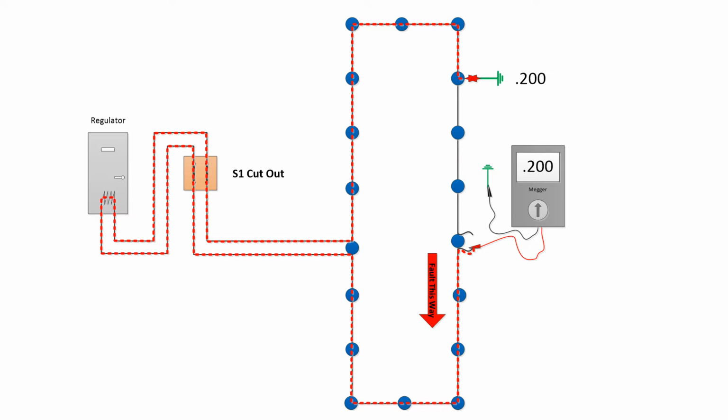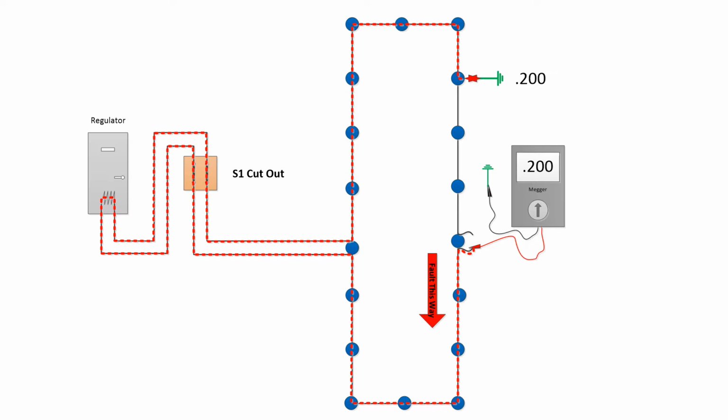From the same midpoint, you check the other wire and find that it has the same reading. What's going on here? Do you have two identical faults? No, the reason for this is you forgot to pull the S1 cutout cover and you're reading through the regulator all the way around the circuit to the same fault. In this situation, you have no idea which way to go to find that fault.